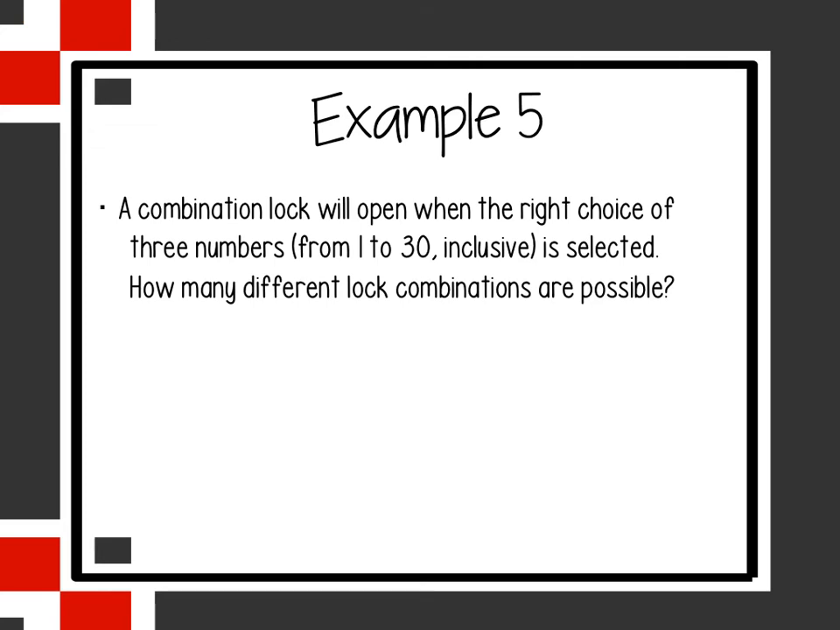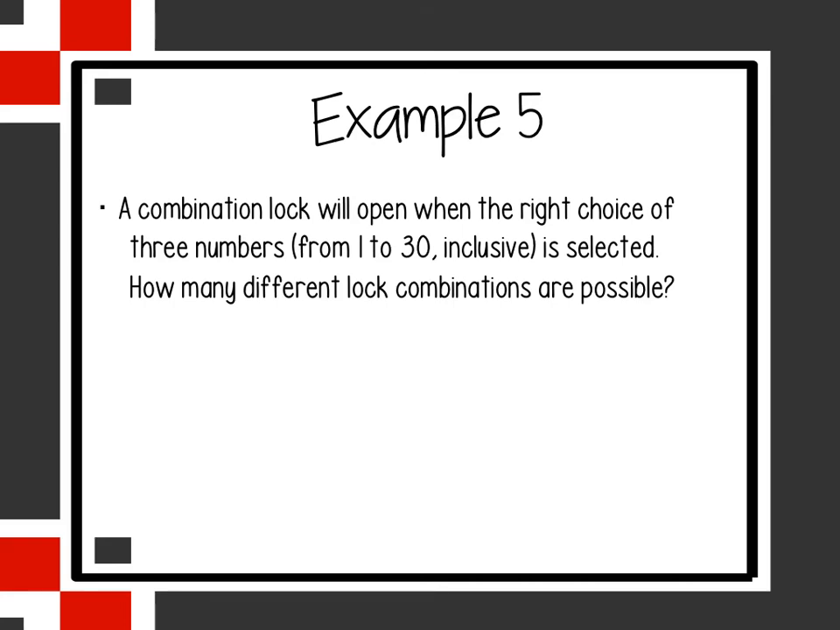All right, a combination lock will open with the right choice of 3 numbers from 1 to 30 inclusive. How many different lock combinations are possible? So first of all, what does the word inclusive mean? Including 1 and 30. If it was non-inclusive, then it wouldn't include 1 and 30. It would be from 2 to 29, right?